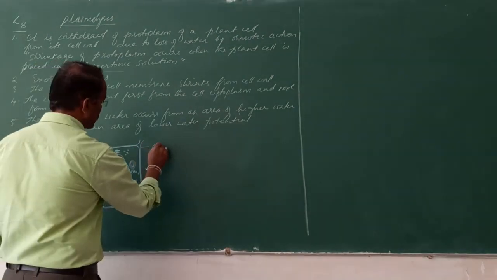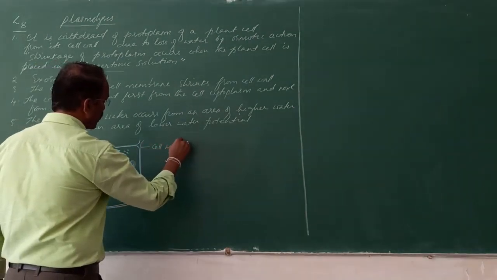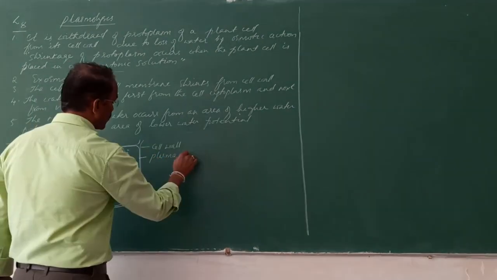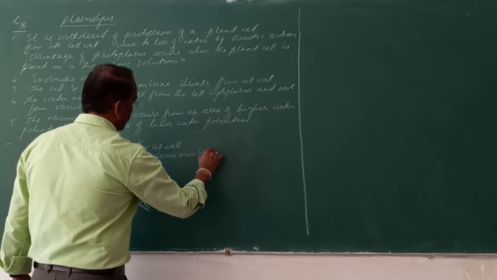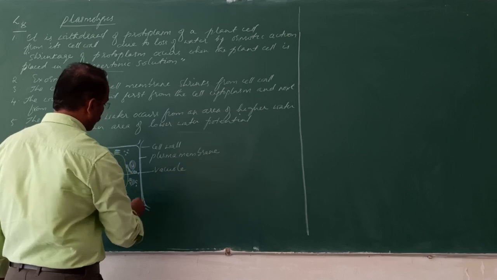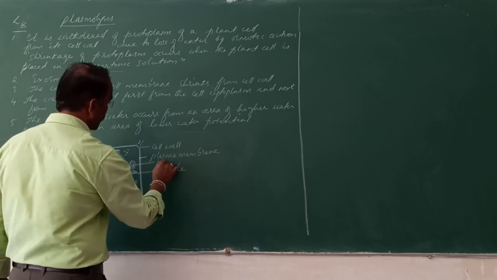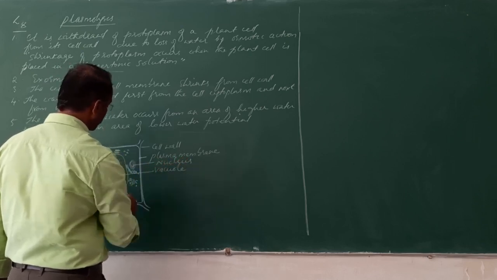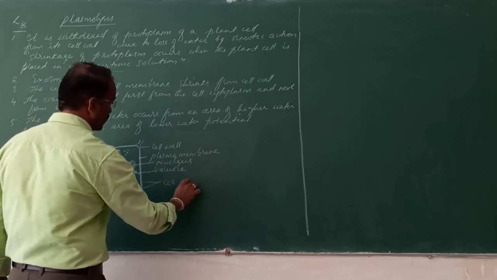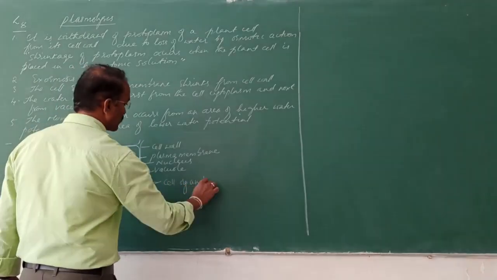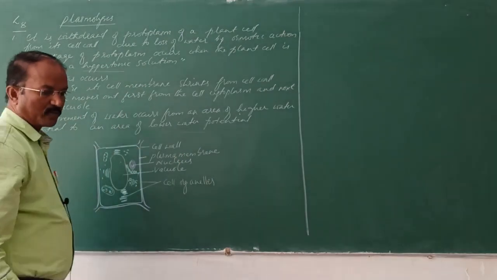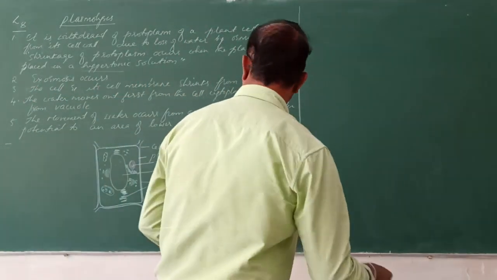See this, what is this? Cell wall. And what is this? Plasma membrane, and this is the vacuole and the nucleus, and all these are the cell organelles, isn't it? So many cell organelles will be there within the plant cell.